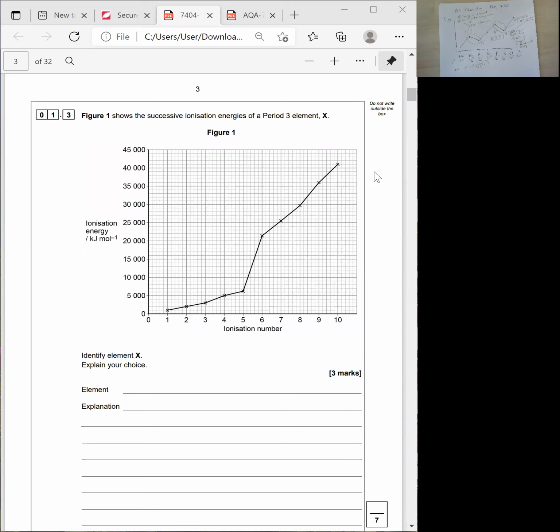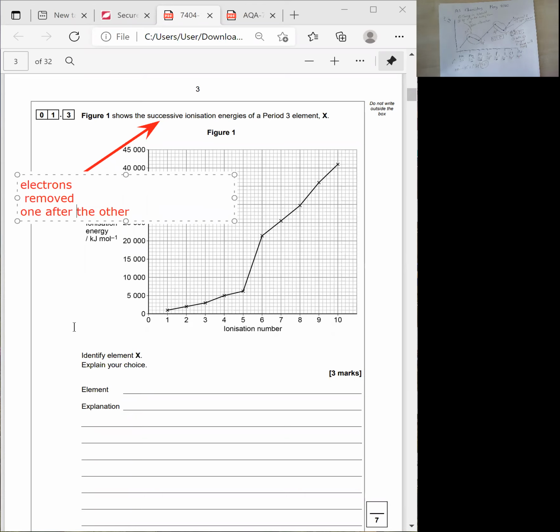If you're going to identify an element just by looking at successive, first of all, what does the word successive mean? Okay, when they say successive ionization energy, they basically mean electrons removed one after the other. So you've got first ionization energy of sodium, second ionization energy of sodium. Actually, sodium's got an atomic number of 11, so we can have up to 11 ionization energies, one after the other. So you're removing one at a time.